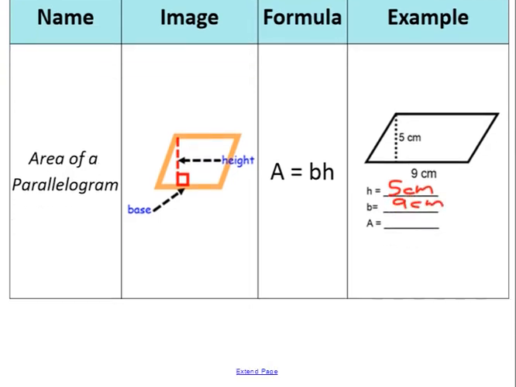So our height here is 5 centimeters, and our base is 9 centimeters. And so let's go ahead and calculate the area of that. I always start off by writing my formula, area equals base times height. So area equals, my base is 9, and my height is 5. 9 times 5 is 45. But my answer is 45 centimeters squared, or centimeters to the second power, because centimeters times centimeters is centimeters to the second power.